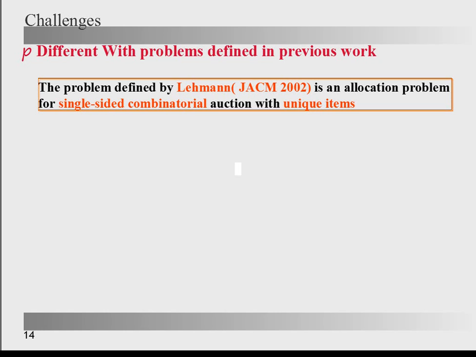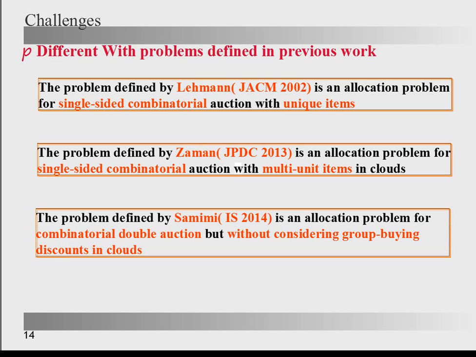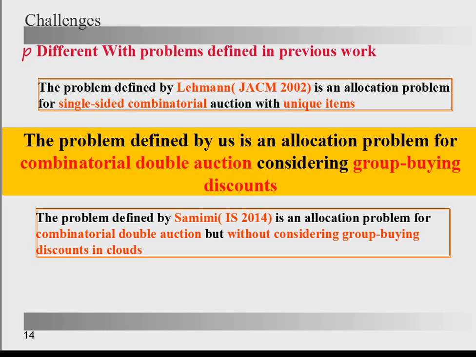Our problem is different from problems defined in previous work. The problem defined by Lerman is an allocation problem for single-sided combinatorial auction with unique items. The problem defined by Zaman is an allocation problem for single-sided combinatorial auction with multi-unit items in clouds. The problem defined by Samimi is an allocation problem for combinatorial double auction, but without considering group buying discounts in clouds. For your attention, the problem defined by us is an allocation problem for combinatorial double auction considering group buying discounts.